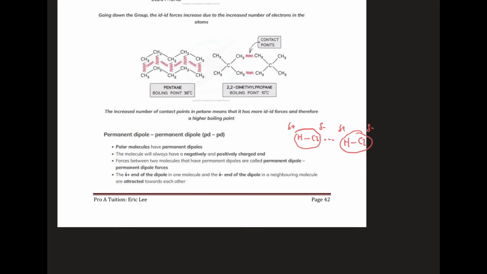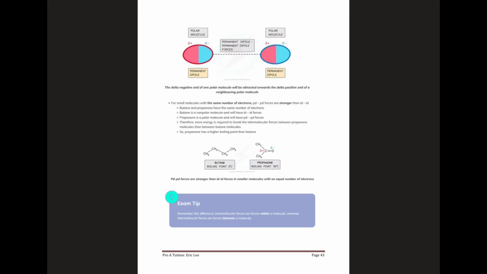Okay, so let's move on. This is the example. So delta negative is attracted by delta positive. For a small molecule with the same number of electrons, PD forces are stronger than ID. So there are conditions. Must be the same number of electrons and a small molecule. Then this will be stronger.